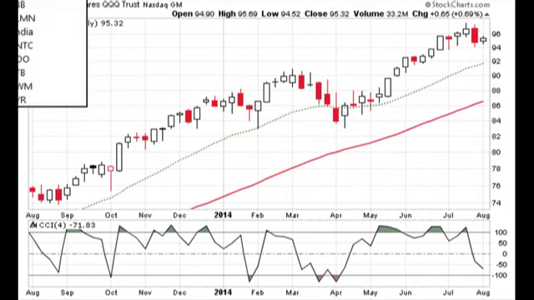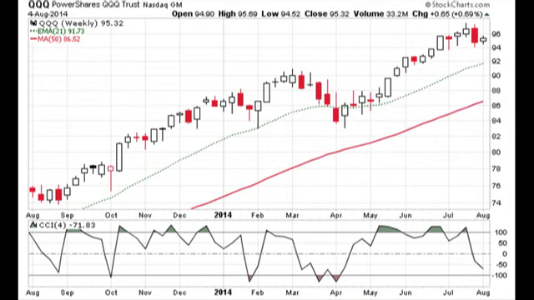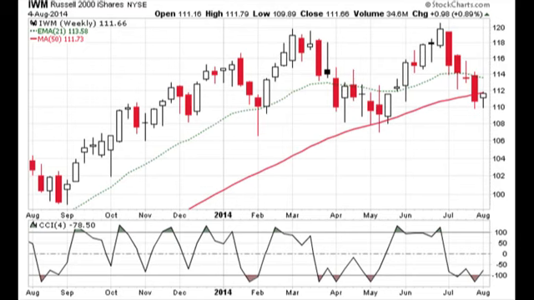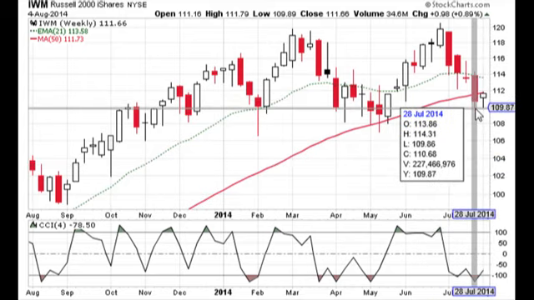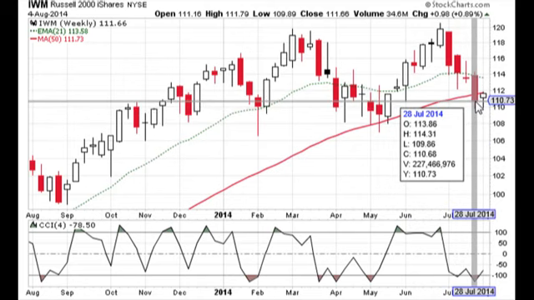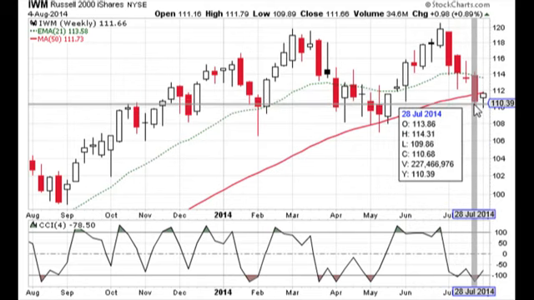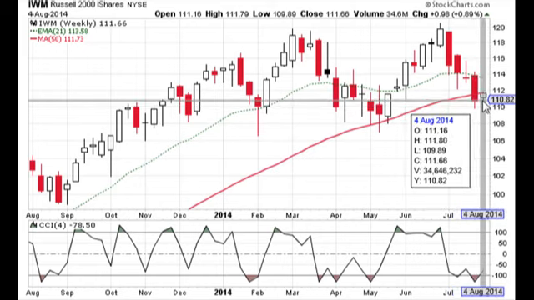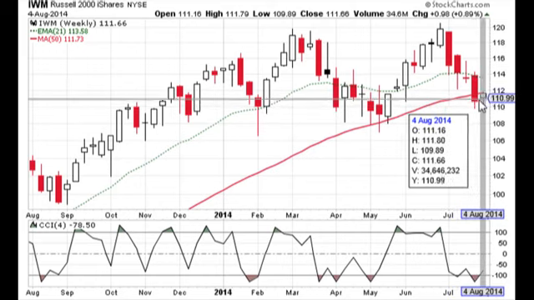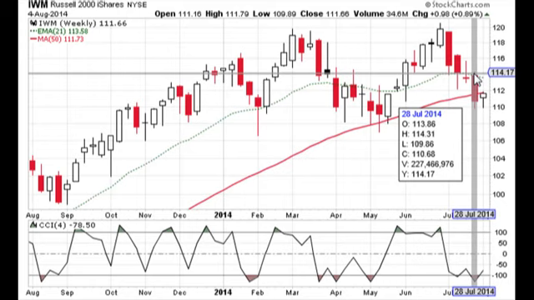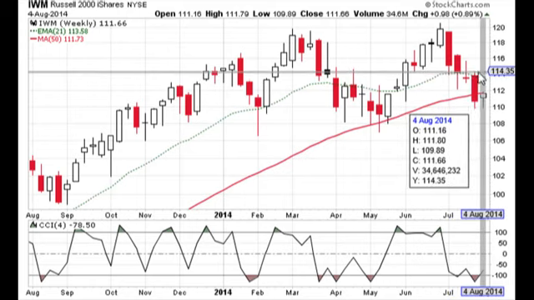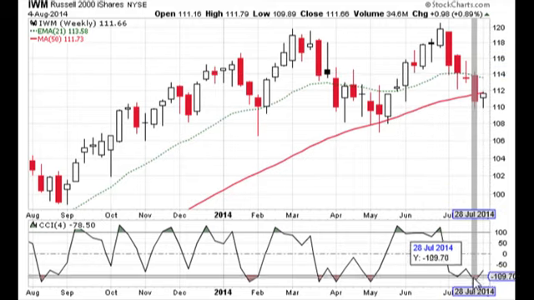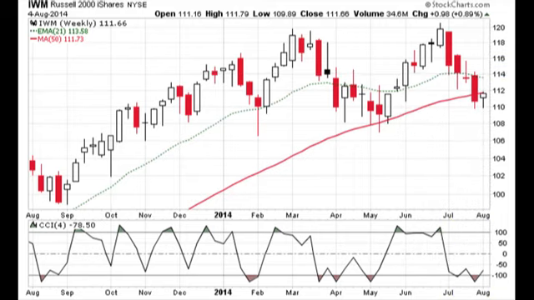Now let's look at the Russell, IWM, and as you see, it's been the weakest of them all, and it has broken under the 50-week moving average, which is like a red flag. Here, this is today, so we're putting an order right above here. If it could break above this zone, then we'll consider entering the market. All right, so that's where we're at.